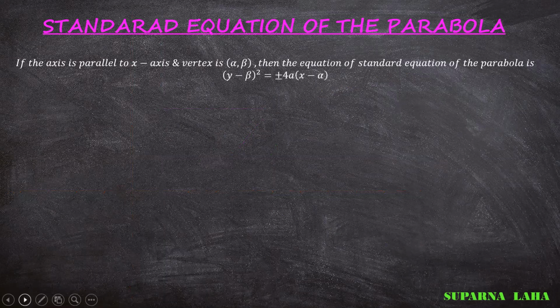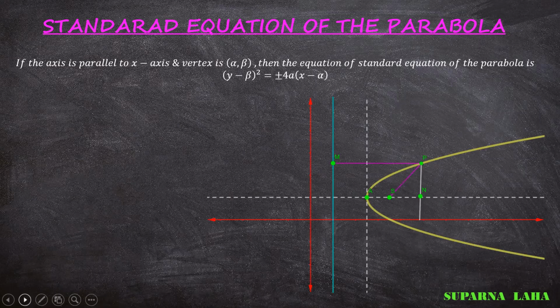So the equation of the parabola is given by (y − β)² = ±4a(x − α). Now this is the figure. We already studied this figure and we are finding this equation. This is (y − β)² = 4a(x − α). Now from here you can write down its axis, coordinate of the vertex, coordinate of the focus, and the length of the latus rectum.